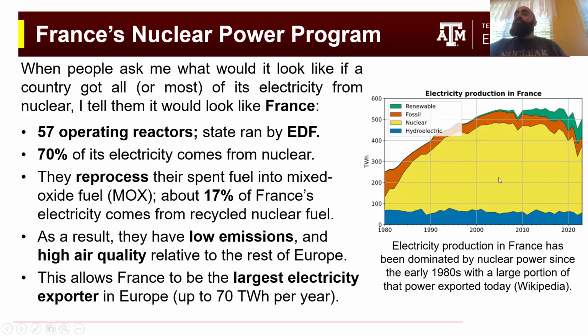They also generate so much electricity that their electric grid is connected with the other parts of Europe, because they're in the European Union. And they'll sell their electricity to their neighbors. So they're the largest electricity exporter in Europe, and they export about 70 terawatt hours of energy per year, mostly from all of the excess nuclear that they have.